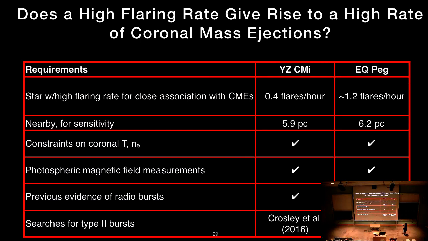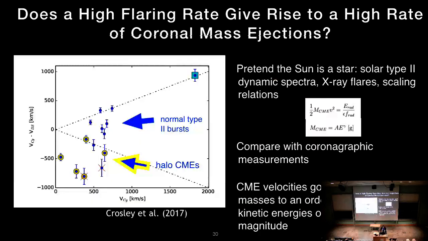We targeted stars with high flaring rates to test that close association. We wanted nearby stars. We needed to have constraints on the coronal temperature and electron density so that we could do that atmospheric modeling. We wanted stars that had magnetic field measurements in their photosphere so that we could do some at least simple-minded modeling of the Alfvén speed of the star, and previous evidence of radio bursts so that we knew that something had happened on this star in the past. And these results have now all been published.